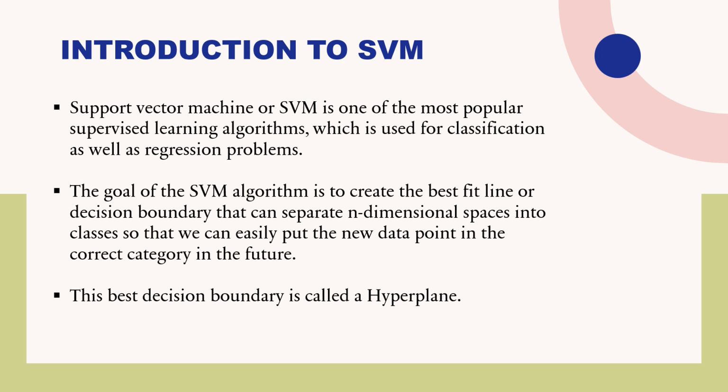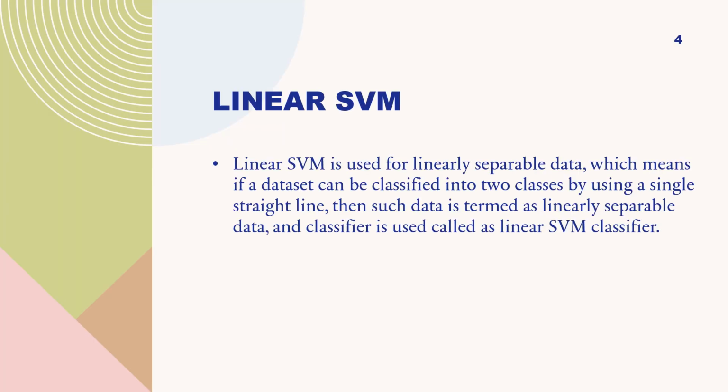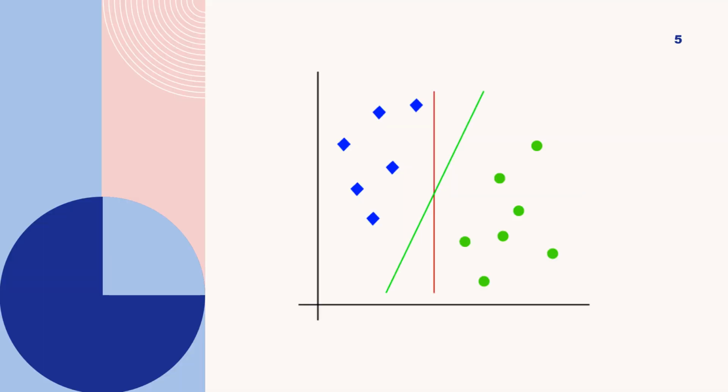The hyperplane can separate n-dimensional space into classes so that we can easily put a new data point into the correct category in the future. There are two types of SVM: linear SVM and non-linear SVM. Now we are going to talk about linear SVM. Linear SVM is used for linearly separable data, which means if a dataset can be classified into two classes by using a single straight line, then such data is termed as linearly separable data.